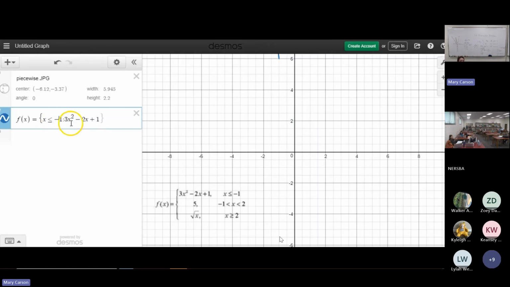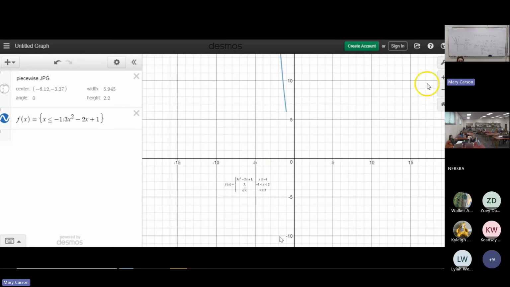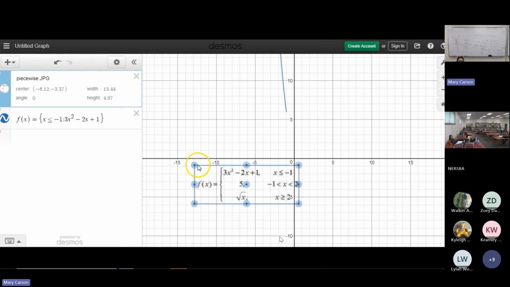I get this function 3x squared minus 2x plus 1 and zoom out a little bit so we can see that guy. Now, let me load this up again so we can see it. Okay, now that's the first region. Now I'm gonna go in here after the one, right here. I'm gonna press the comma, okay, and now I'm gonna give it this next region.